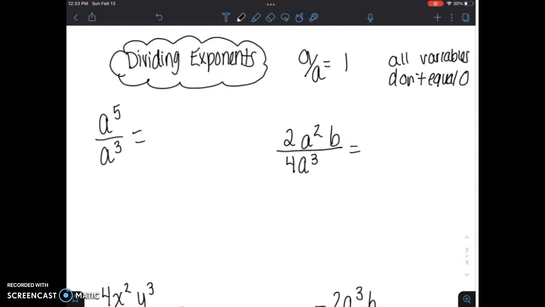So we are still going to expand for dividing, and then we're going to use the fact that we know anything divided by itself is 1 in order to simplify. Okay, so we're going to start. I'm going to expand out. This is a to the 5th divided by a to the 3rd. I'm going to expand out the a to the 5th for 5 a's, and then I have a to the 3rd in the denominator.